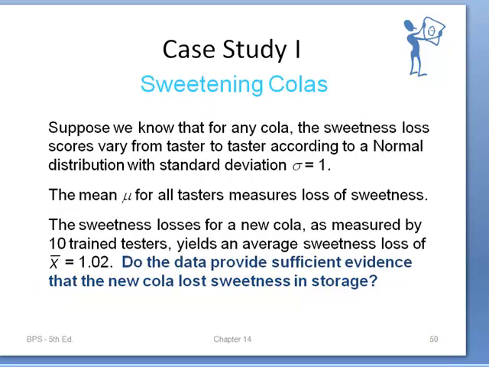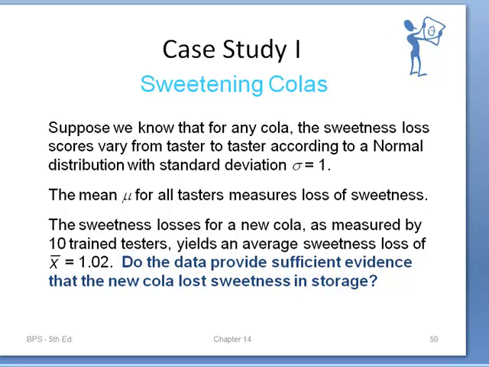So here we've got some of our suppositions. We know that for any cola, the sweetness loss scores vary from taster to taster according to a normal distribution with a standard deviation of 1. The mean for all tasters measures the loss of sweetness. Now, the sweetness losses for this new cola, as measured by 10 trained testers, yielded an average sweetness loss of 1.02. Do the data provide sufficient evidence that the new cola lost sweetness in storage?